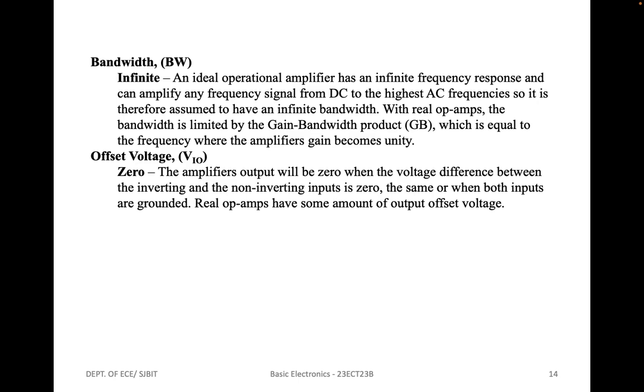Next is offset voltage, which should be 0. The amplifier's output will be 0 when the voltage difference between the inverting and the non-inverting inputs is 0, or when both inputs are grounded. Real op amps have some amount of output offset voltage.